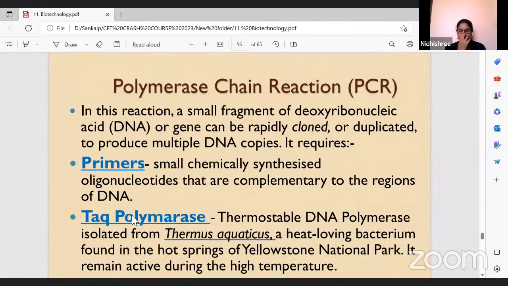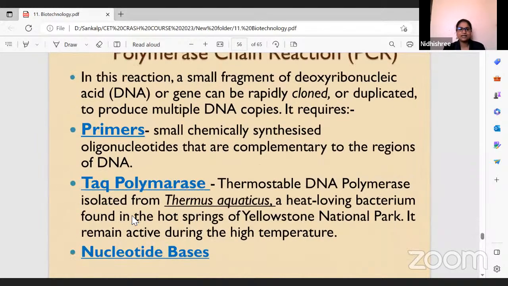Then polymerase chain reaction, a very important reaction. In this, primers are small chemically synthesized oligonucleotides which are complementary to small regions of DNA. Then we have Taq polymerase, a thermostable DNA polymerase isolated from Thermus aquaticus, a heat-loving bacterium found in hot springs of Yellowstone National Park.